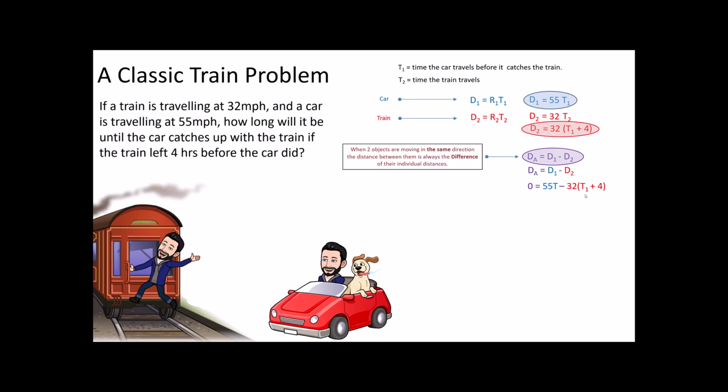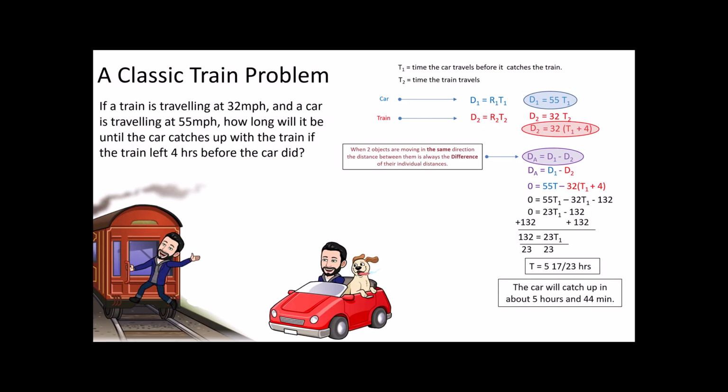I am going to go ahead, since these are both T1, and I'm going to start writing that on both sides. And then I can divide by 23 on both sides to find the time that the car travels. If I wanted to find the train's time, I could do that, but I'm not asked to do that, so I won't. The car will catch up to the train in about 5 hours and 44 minutes. I went ahead and took that 17/23 and changed it into minutes. There again, once we get things organized, the solving is not too bad.